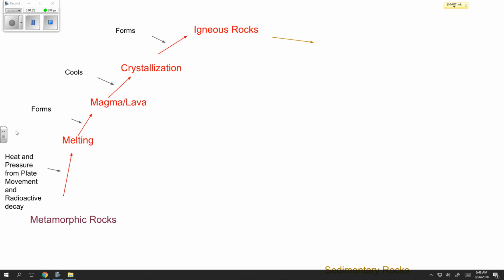You also want to know those terms that go along with it. What forms each of these things? So melting forms the magma or lava. The cooling is going to allow the rock to crystallize, which is going to form your igneous rocks.